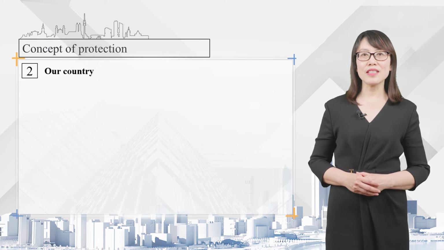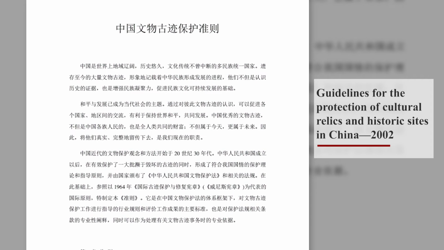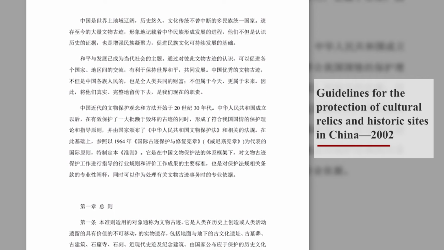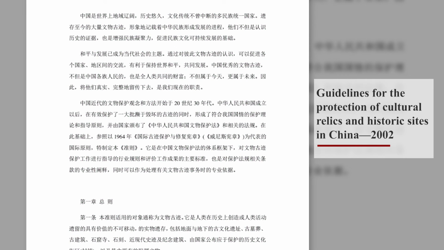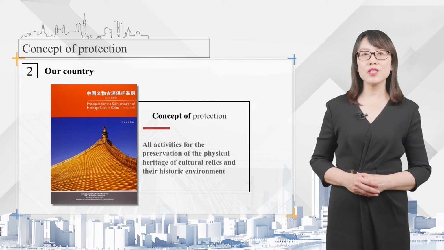Now, let's take a look at the definition of protection in our country. Protection is defined in the Guidelines for the Protection of Chinese Cultural Relics and Monuments, formulated by the National Committee of China of the International Council on Monuments and Sites in 2002, as all activities for the preservation of the physical heritage of cultural relics and their historical environment, which can be understood as all activities for the protection of the architectural heritage body and its related historical environment, and for the preservation of their safe and good state.